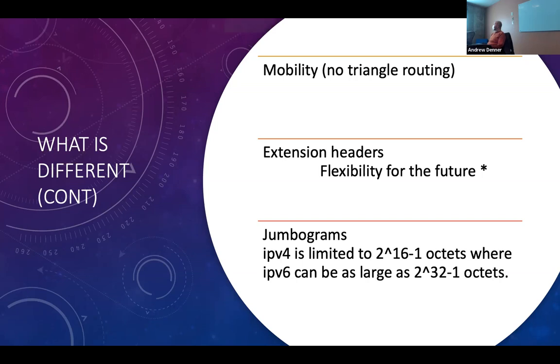The jumbograms in IPv4 were limited to 2 to the 16 minus 1 octets worth of data. They're a lot bigger in IPv6, and that can help move large amounts of files. If you have a large file or a large payload of stuff you want to move, there's a lot less overhead if you can just send it as one big thing. The other problem is, though, if something goes wrong and you have to retransmit it, that hurts.